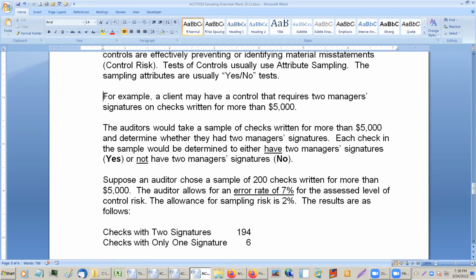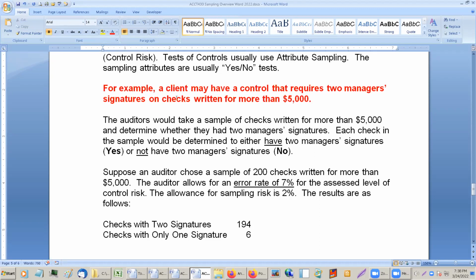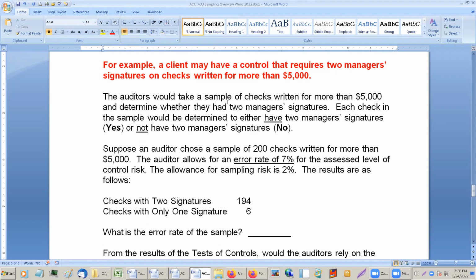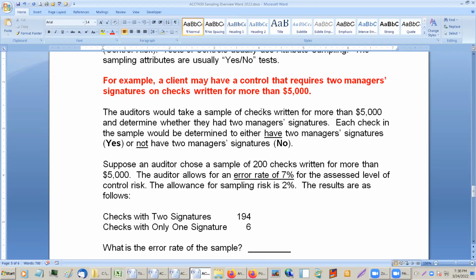Okay. And I think I've used this example before. For example, a client may have a control that requires 2 manager signatures on checks written for more than $5,000. The auditor would take a sample of checks written for more than 5,000 and determine whether they have 2 manager signatures. So there's 2 signatures on the check for over 5,000, or there isn't. It's a yes or no. If there's 2 signatures, it's a yes. If there's 1 signature, it's a no.